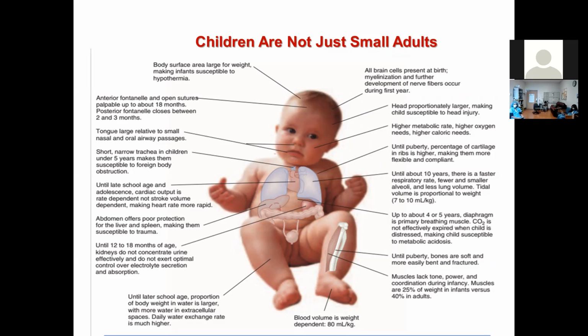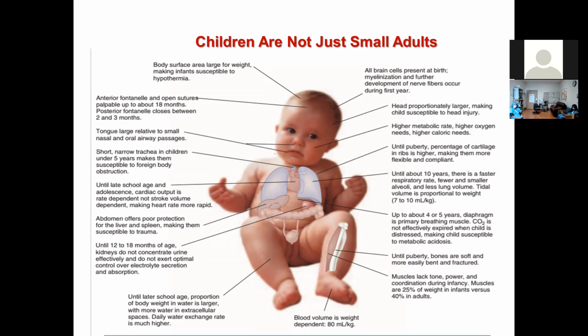Also, blood volume. Blood volume is weight dependent, so it's 80 mL per kilo. If you think about a 3-kilo infant, the entire blood volume will be about 240 mL approximately. That is 1 unit of blood, the entire blood volume. So that gives you an appreciation that sometimes even blood volume losses that would be insignificant in an adult can be quite significant in a pediatric patient.